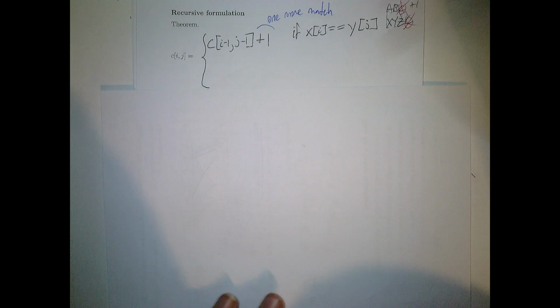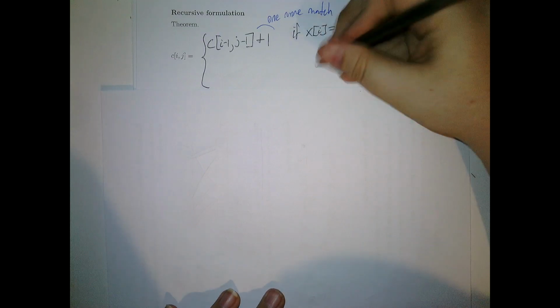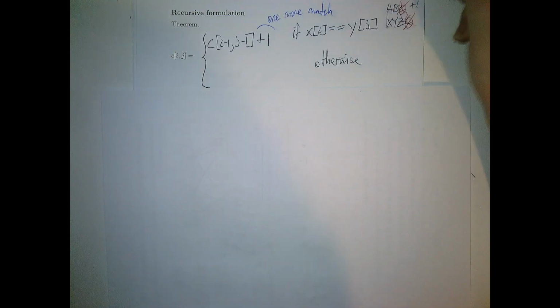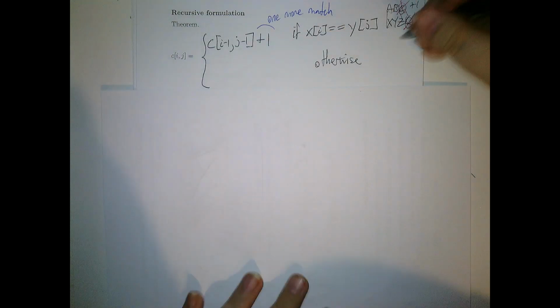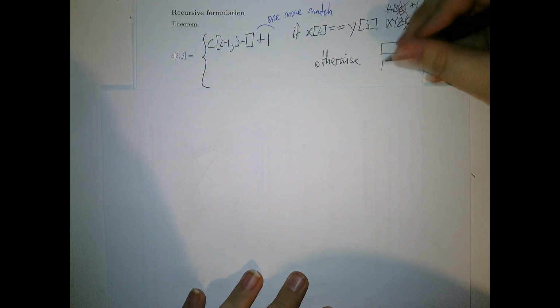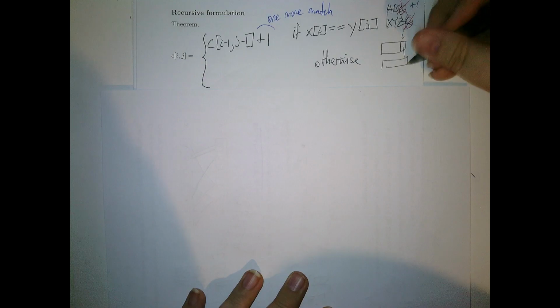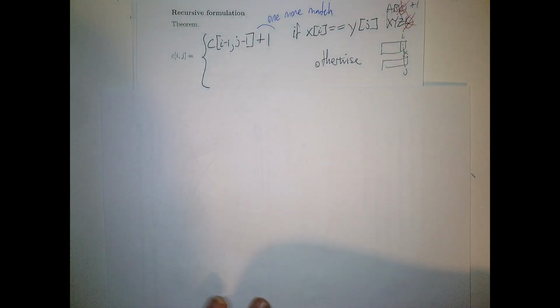Unfortunately, otherwise, these two characters don't match. And if they don't match, if you stare at this for a while, you realize we kind of need to get rid of one of the two characters, right? If there's a mismatch at the end of the two strings, right? If the position I and position J characters don't match, then we either need to get rid of the position I character or the position J character.